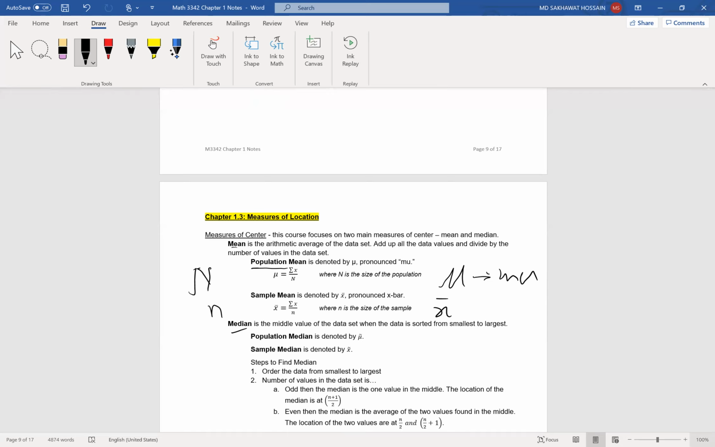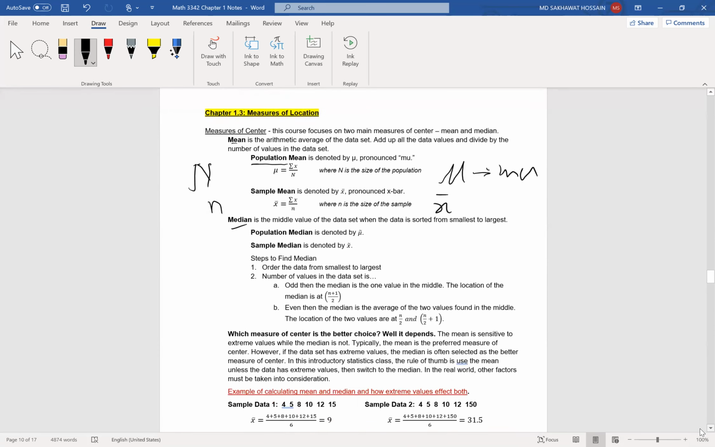And what is the median? Median is the mid value of the data. That means this is also a center, right? The median is the middle value of the data set when the data is sorted from smallest to largest or largest to smallest. That means first you have to order your data, either from smallest to largest or largest to smallest. Usually we do smallest to largest. Then we find the middle value.